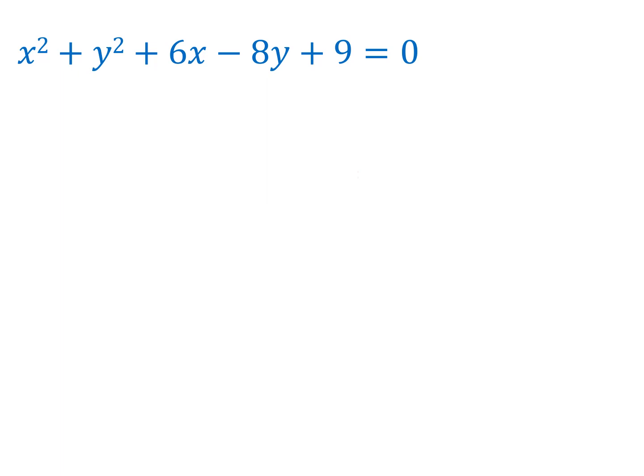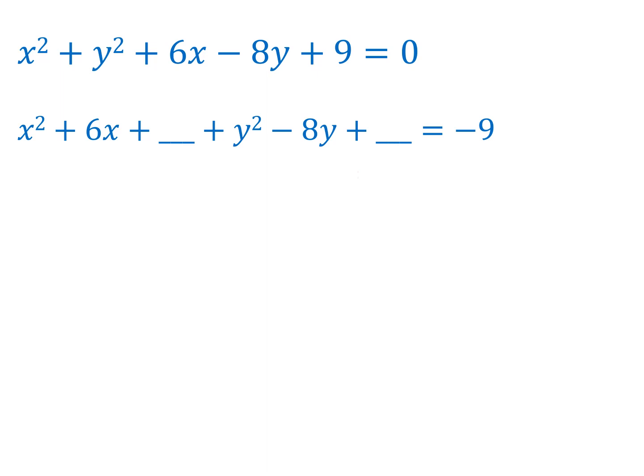So the first thing to do is to rearrange the equation such that those with x will be together, so x squared and the positive 6x, and then you add a blank for completing the square later, and then the y squared and the negative 8y. So the constant will be transferred to the other side, as well as putting a blank for the y for completing the square later. So the positive 9 will be transferred to the other side as a negative 9.